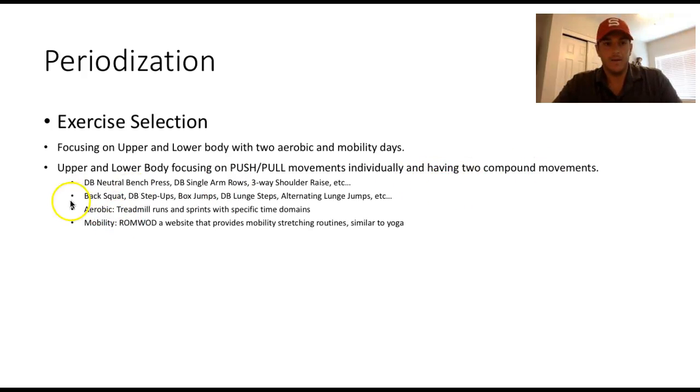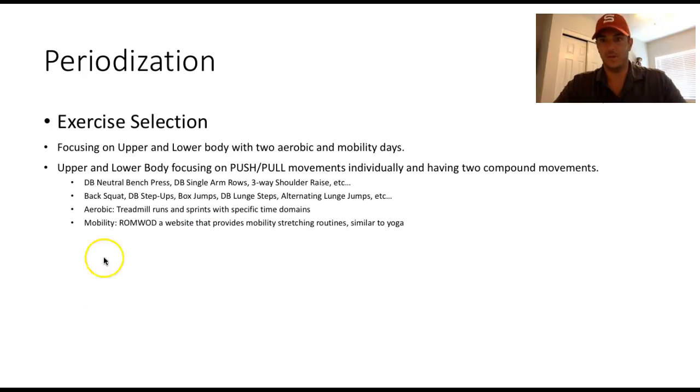So the upper body, we're going to focus on some dumbbell neutral bench press, dumbbell single arm rows, 3-way shoulder raise, etc., multi-joint movements like that. Lower body, we're going to target some back squat, dumbbell step-ups, box jumps, alternating lunges, or alternating jumping lunges, I should say, and so on and so forth. More on the aerobic side, we're going to do some treadmill runs with some sprints with specific time domains and heart rate intensities.